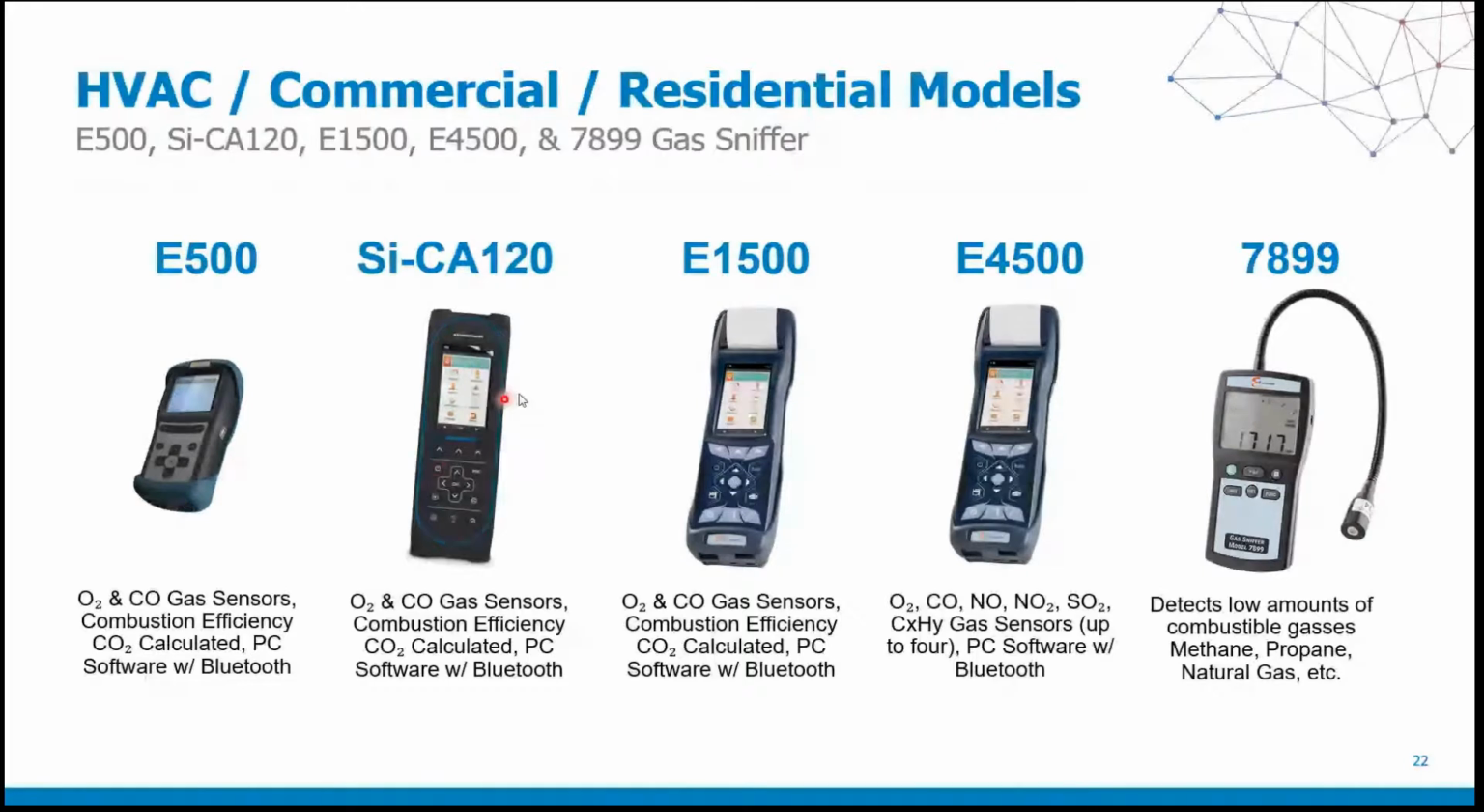Again, slightly different chassis design, but this E1500 here, this is our flagship model. This has an industry exclusive built-in internal thermal printer, very effective piece of equipment. As you can see, these have color displays. And this is our 4500 series. This is meant for the contractor who is dealing with both residential and commercial. We also have our gas sniffer here, which is very important as well. Our 7899 can detect LEL, lower explosive limit, so a very effective gas sniffing tool. So we have our residential and commercial, and one that covers all ends of the spectrum: residential, commercial, and industrial.